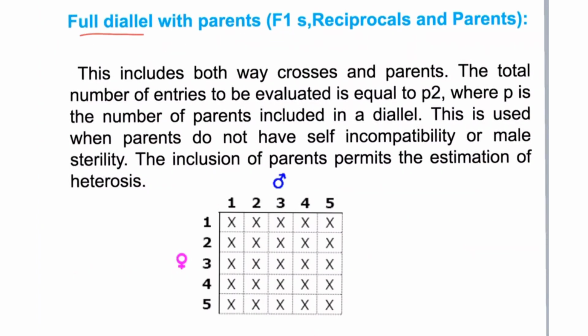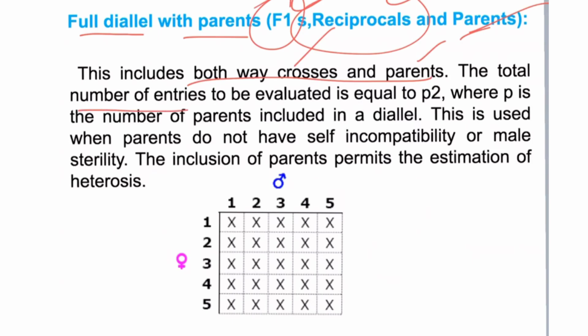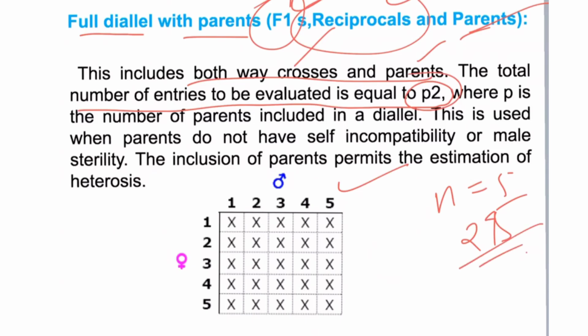So this is the full diallel analysis with parents. It includes F1s, reciprocals and parents. It includes both-way crosses, direct crosses and reciprocal crosses, and parents. F1 means direct crosses. Now let's see the total number of entries to be evaluated is equal to p square. If the number of parents is 5, then p square is 25. This is used when parents do not have self incompatibility or male sterility. The inclusion of parents permits the estimation of heterosis.